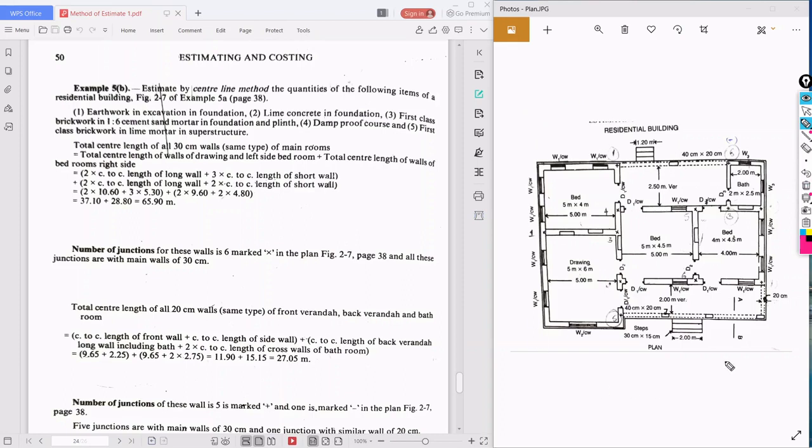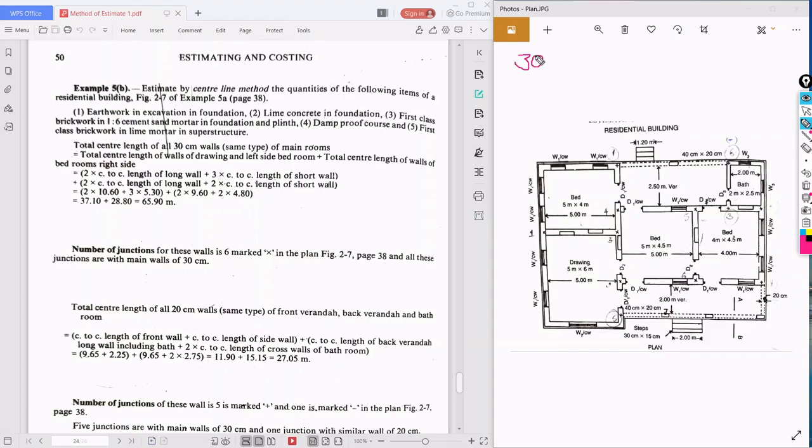When we look at this building, we already know this building, right? So it will be easy to explain to you. See here, in this building we have two types of walls. Because of two types of walls, we can see three types of junctions.